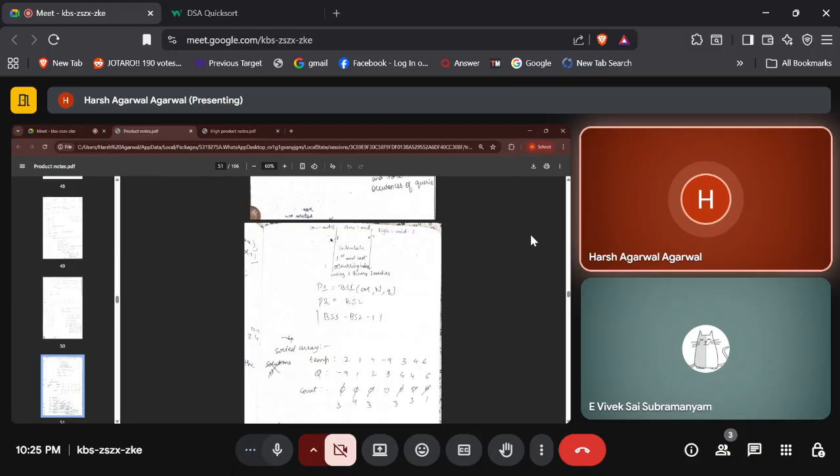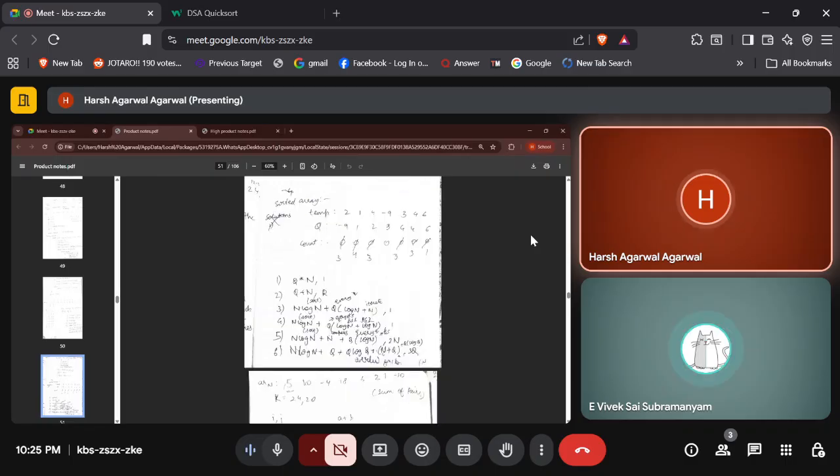Okay, leave it. What is this? This only I was telling. You tell. One is linear. The second one is q plus n, and what is this? Hash.